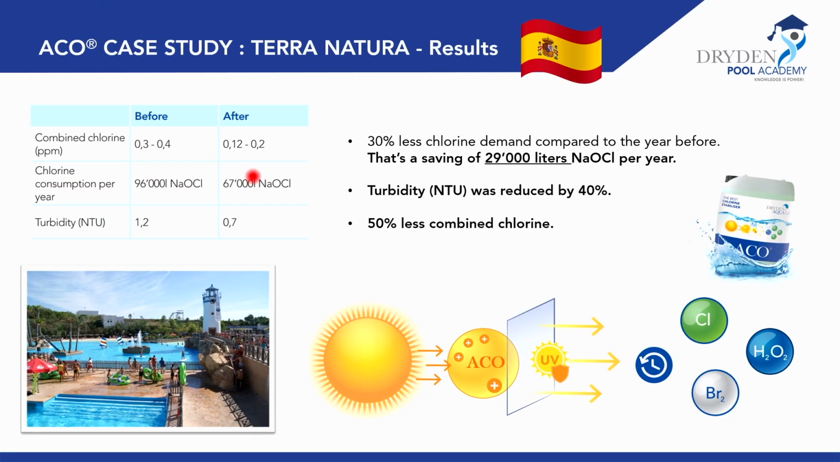Also, turbidity was reduced by 40%, and also the combined chlorine levels were divided by 2, down to, sorry, here you see 0.12 to 0.2. So very low combined chlorine in this case.